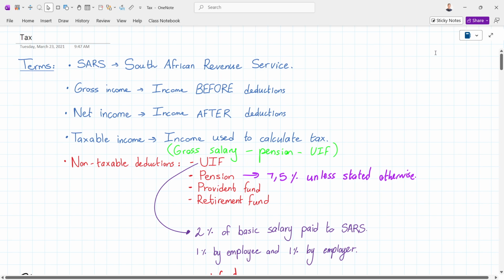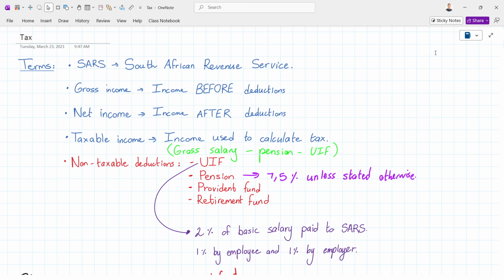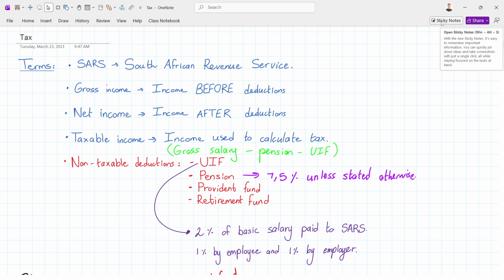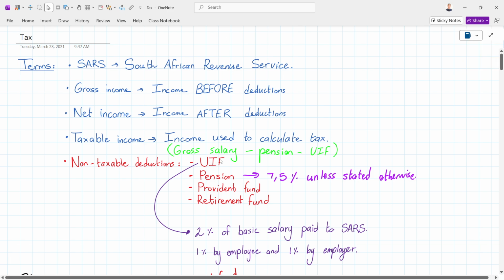Alright, so we are looking at grade 12 tax. Now, this is something that a lot of you tend to struggle with, and there's no real reason to struggle with it. It takes a bit of practice, but once you get it, you will be great. So, let's have a quick look at some of the things that you need to know before we really dive into this. Firstly, just terminology that they can ask you.